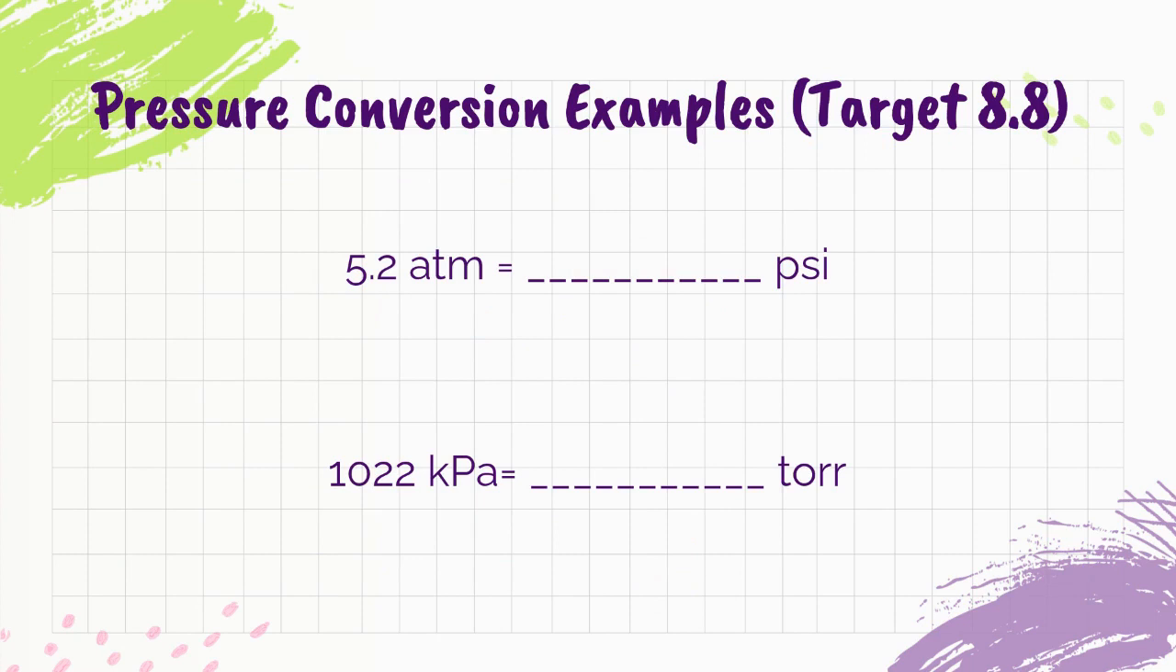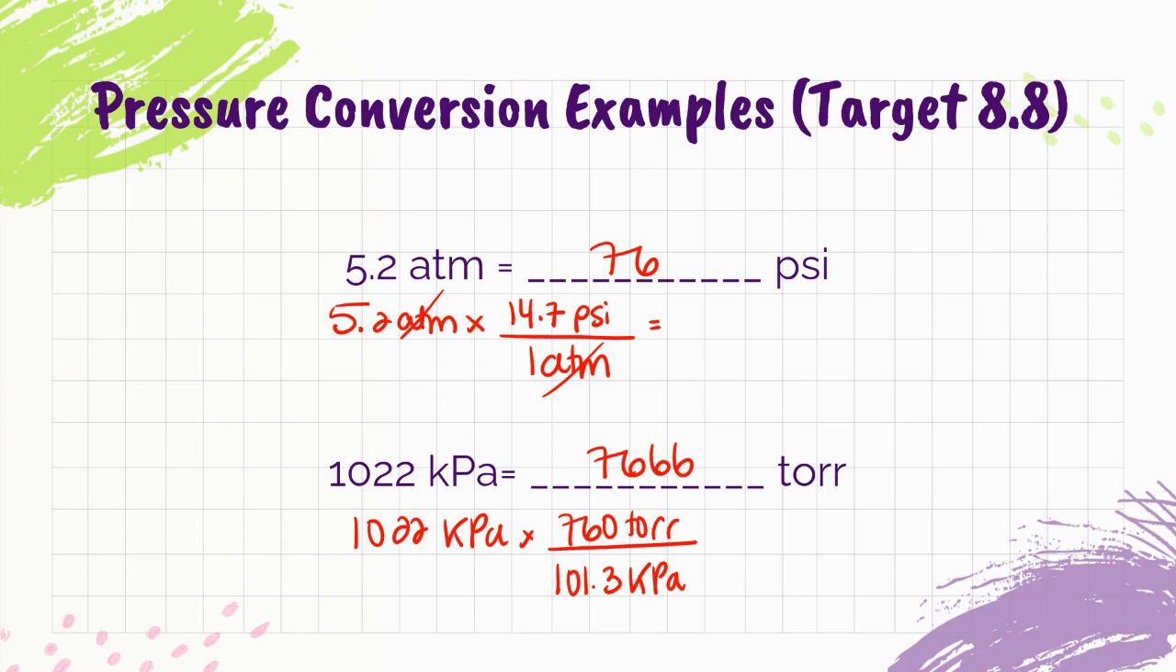Okay, there's a couple more here. I would suggest that you pause the video and try to do these yourself to make sure that you can do them. When you're done, unpause and we'll check your work. Okay, so here is the work I have. You can see I got 76 PSI and 7,666 torrs. If you round it a little differently, don't worry. You can see all my work right here. Notice I just made this 101.3 instead of 101.325. So if you used 101.325, it might be a tiny bit different.